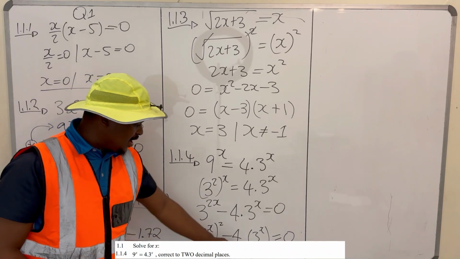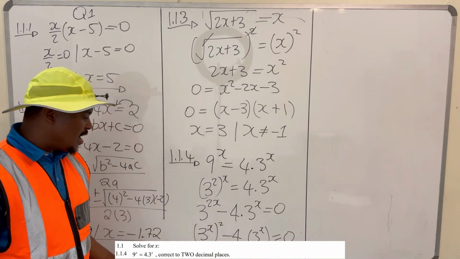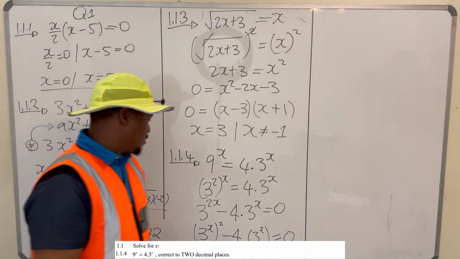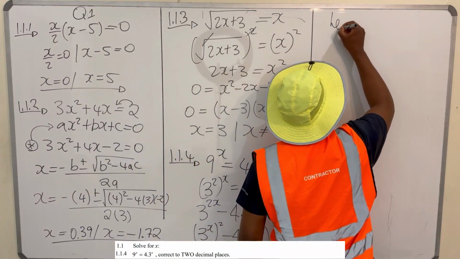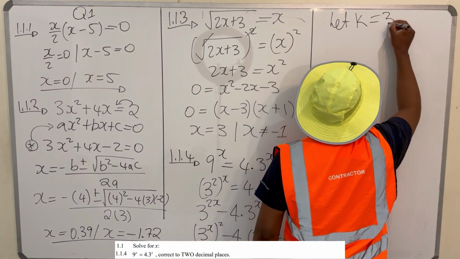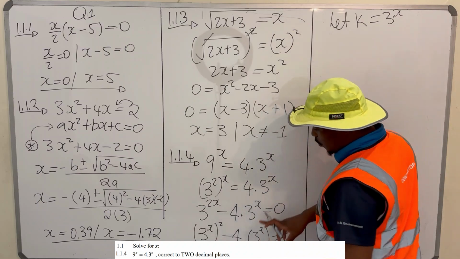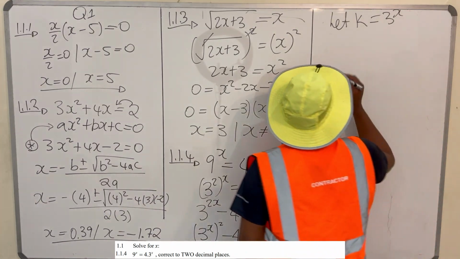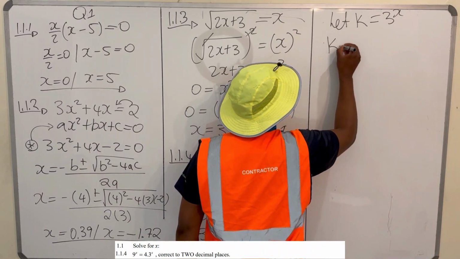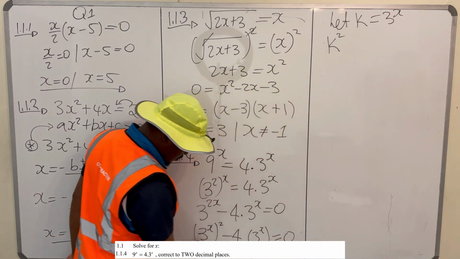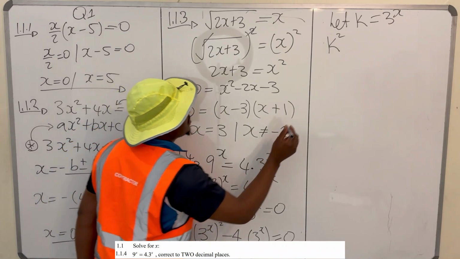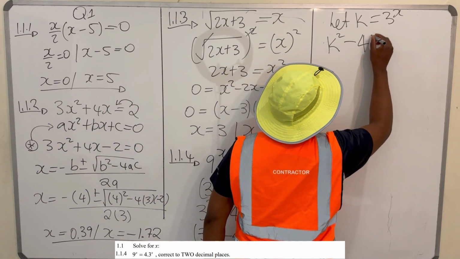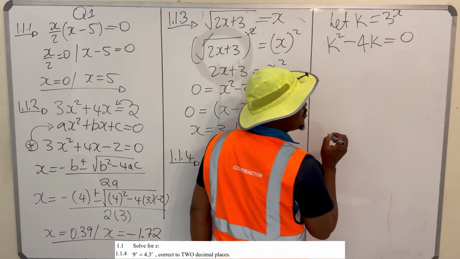So they look similar, right? Once you see this, you use the k method. You can say, okay, let's allow k equal to 3 raised x. Which means when we see our 3 raised x, we substitute k. So we have k squared minus 4 times k, which is 4k, is equal to 0.